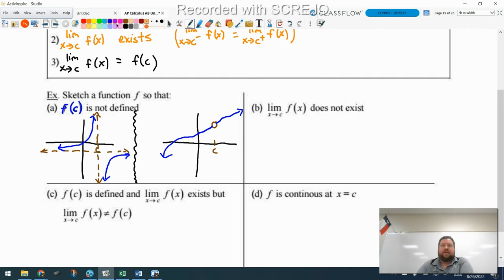All right, letter B, the limit does not exist. There are a couple different ways to do this, but the most common way that we will see is when the left-hand limit and the right-hand limit do not agree.